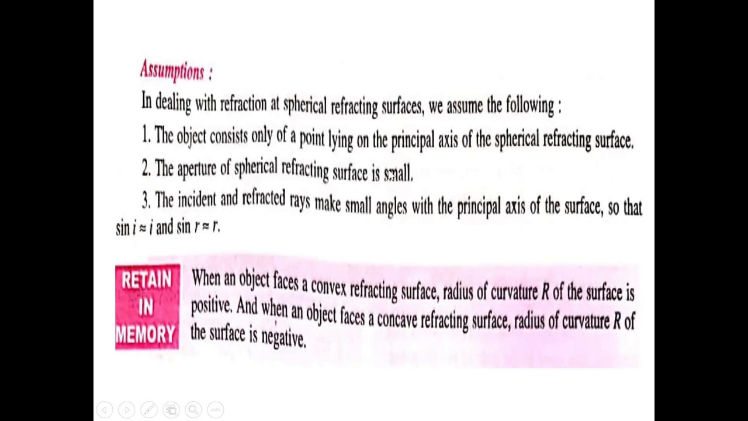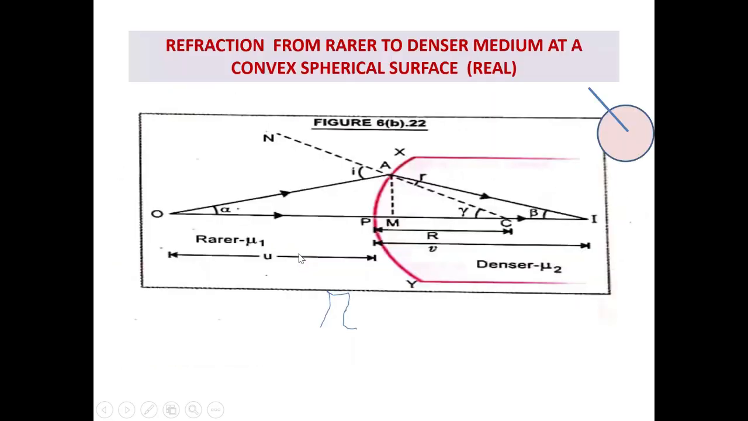The object consists only of a point lying on the principal axis. The aperture of the spherical lens is very small. This equation holds good only for small lenses. Aperture is the effective diameter of the lens. The aperture is very small, and the incident and refracted rays make a small angle with the principal axis so that sin i is equal to i and sin r is equal to r. So with this assumption, we start the derivation.